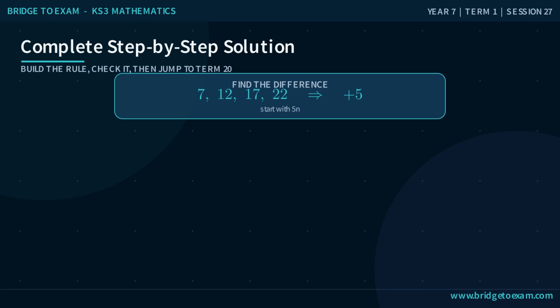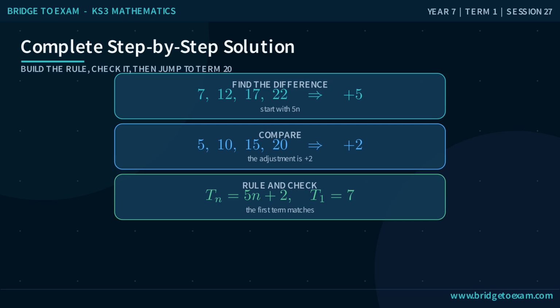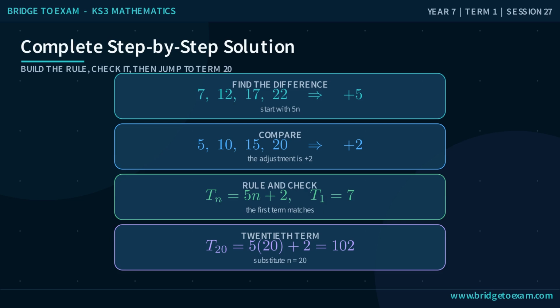Complete example. Find the nth term of 7, 12, 17, 22, then find the 20th term. The constant difference is 5, so compare the sequence with 5n: 5, 10, 15, 20. Our terms are always 2 more, so the nth term is 5n plus 2. Checking, n equals 1 gives 7, exactly as it should. For the 20th term, substitute n equals 20. 5 times 20 plus 2 equals 102.